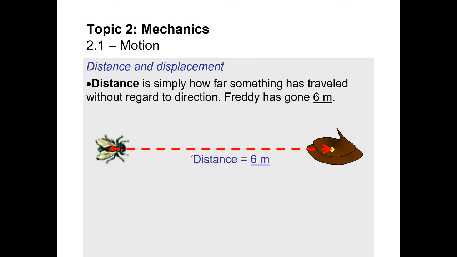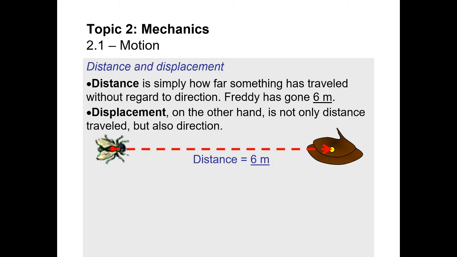Distance is how far something has traveled, no direction. Displacement is, in addition to how far you have traveled in a net result, what direction did you travel in? So while sometimes displacement and distance have the same magnitude, they do not always have the same magnitude. I have to keep repeating that. In this case, the distance and the displacement do have the same magnitude because Freddy the Fly only moved in one direction along a straight line. So for displacement, here's the magnitude, and here is the direction, positive x direction.